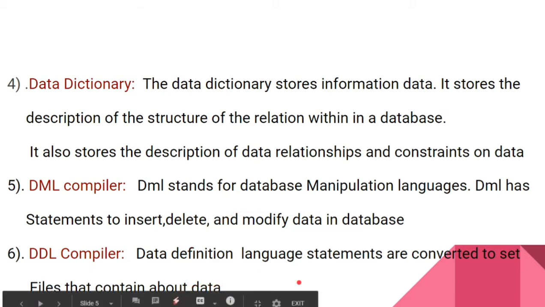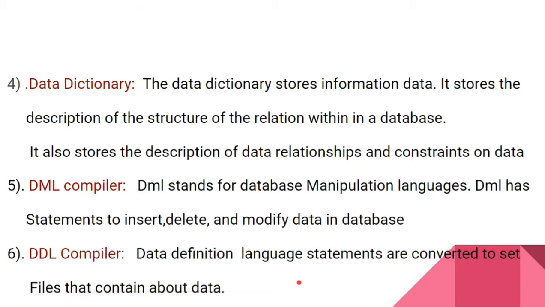While in the DDL compiler, number 6, the data definitions are converted to a set of files that contain metadata about the data. That is why I create the databases with the help of the DDL compiler. It contains statements like create the database, alter the database, or delete the database. While in the DML compiler, I just want to perform operations on the data in the database.